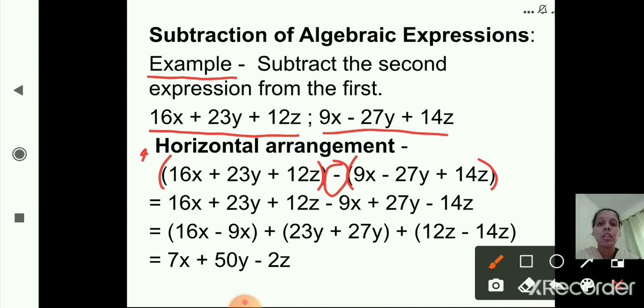So in the first step we will write down both the expressions in brackets and in between you will write minus sign as we are doing subtraction. If you are doing addition, then you will write addition sign, that is plus sign. Now the second step is we will remove the brackets. In subtraction, while removing the bracket, in the second bracket there is a change in the signs that I will tell you now.